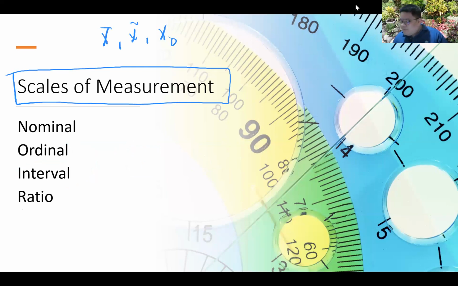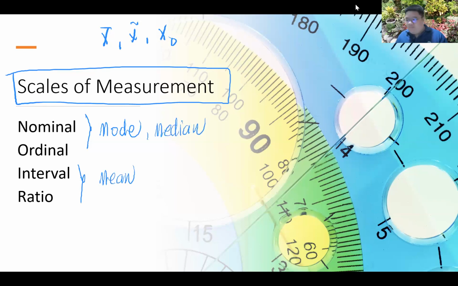Class, when we are talking about the nominal data and the ordinal data, the best measure that you can have is the mode. When I am talking about the interval and the ratio data, you can already determine here the mean. Okay, sorry class, for the nominal and ordinal, you can also add median. For interval and ratio, you can determine the mean, the median, and the mode. Pwede po nating ma-determine yung mean, median, at saka yung mode. So kindly take note of that.